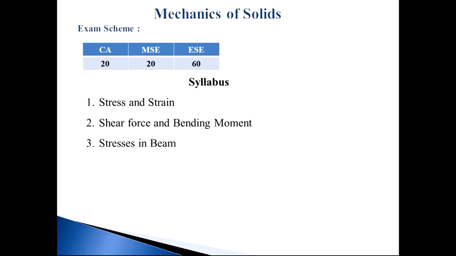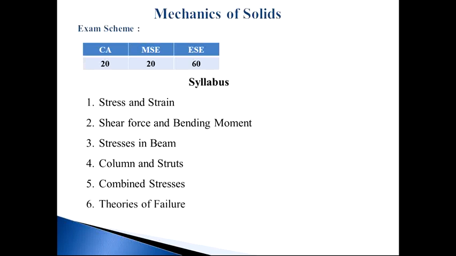The third chapter is stresses in beam. In stresses in beam, we study bending stresses in beam, shear stresses in beam and torsion. The fourth chapter is column and strut, using Euler's theory and Rankine's formula. The fifth one is combined stresses, which is nothing but principal stresses in beam. And the last one is theories of failure. In theories of failure, we study the principal stress theory, principal strain theory and strain energy theory.